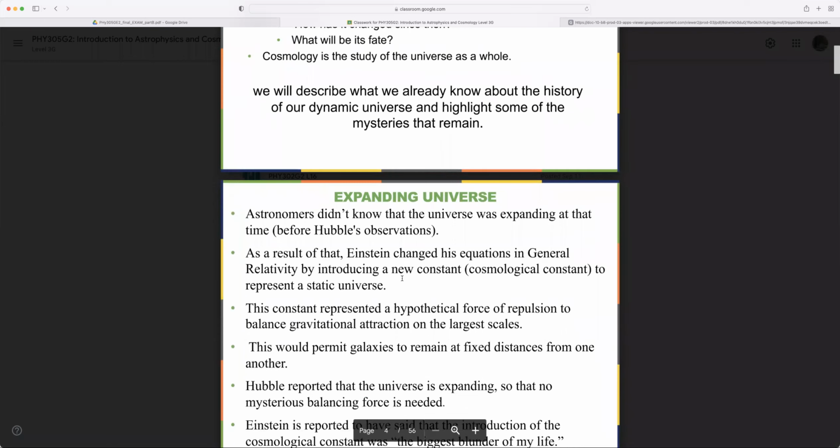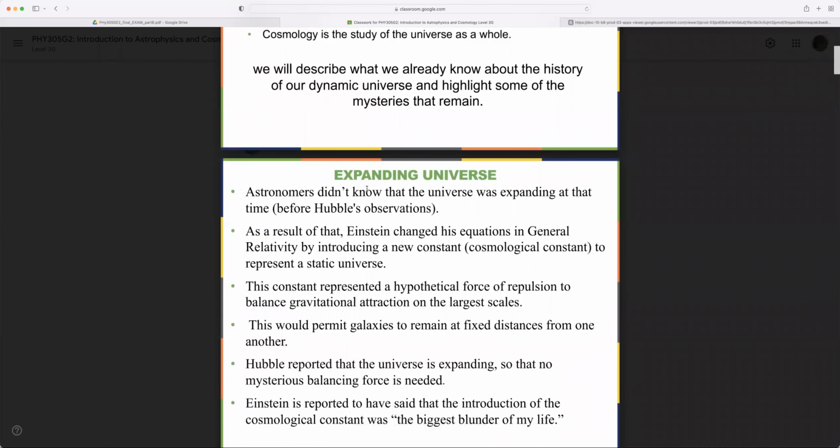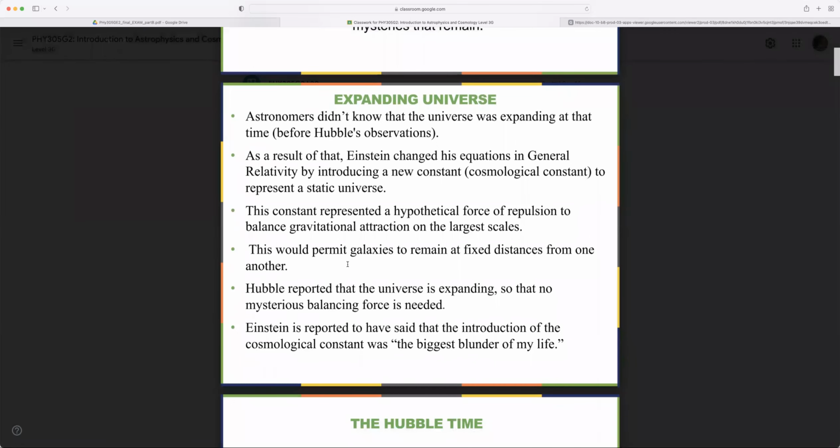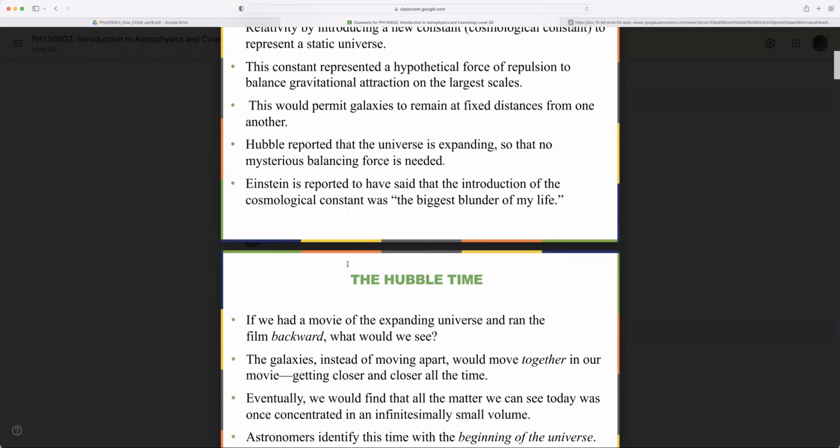In here, I first tried to explain about the expansion of the universe, because astronomers did not know that the universe was expanding before Hubble made his observations. When Einstein was deriving the general theory of relativity, he had in mind that the universe is static. Because of that, he introduced a new constant called the cosmological constant, which represents a static universe. However, later we identified that the universe is actually expanding, and Einstein was found to be wrong. But then again, in the late 1990s, we found that the universe is accelerating, and because of that, Einstein's constant came into play again.